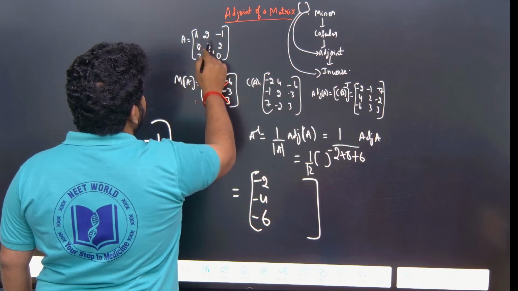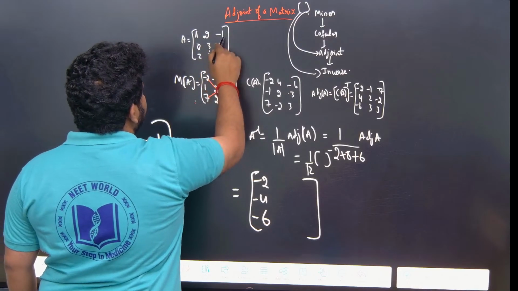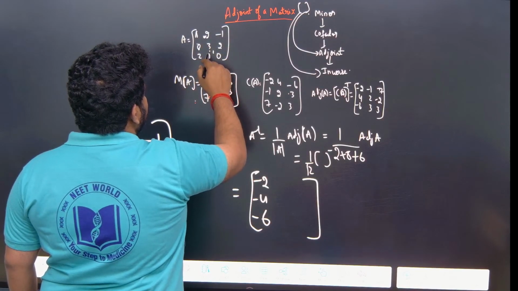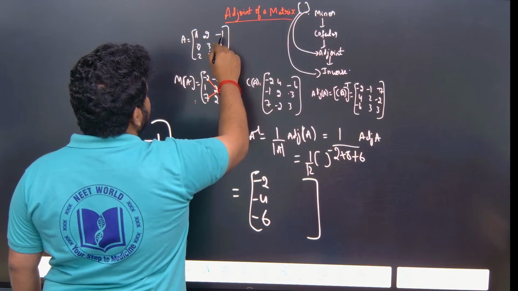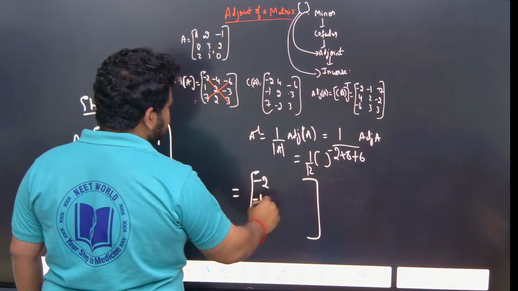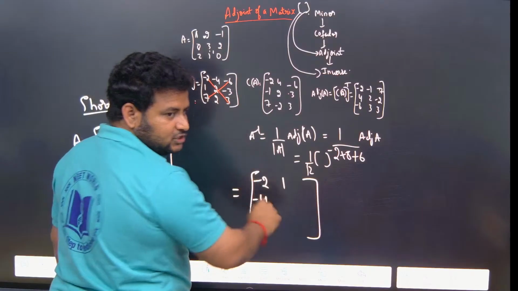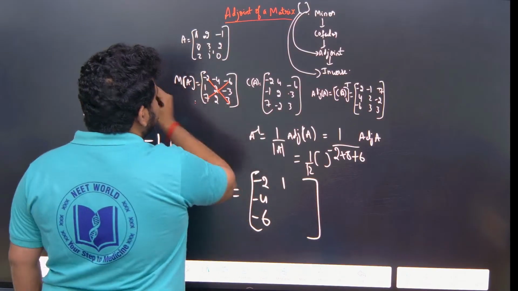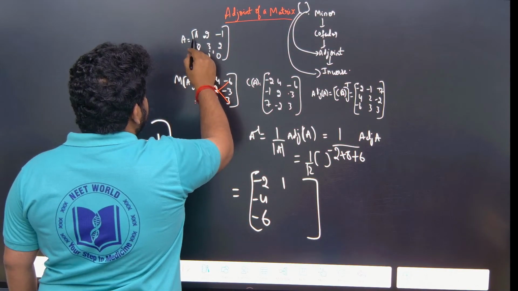This element, what is it? 2 into 0, 1 into 1, minus 1 into 1 is minus into minus. This is what? Plus 1, I should write it. Correct? I should write it where? Here. Okay. Then, if this one comes, what happens?